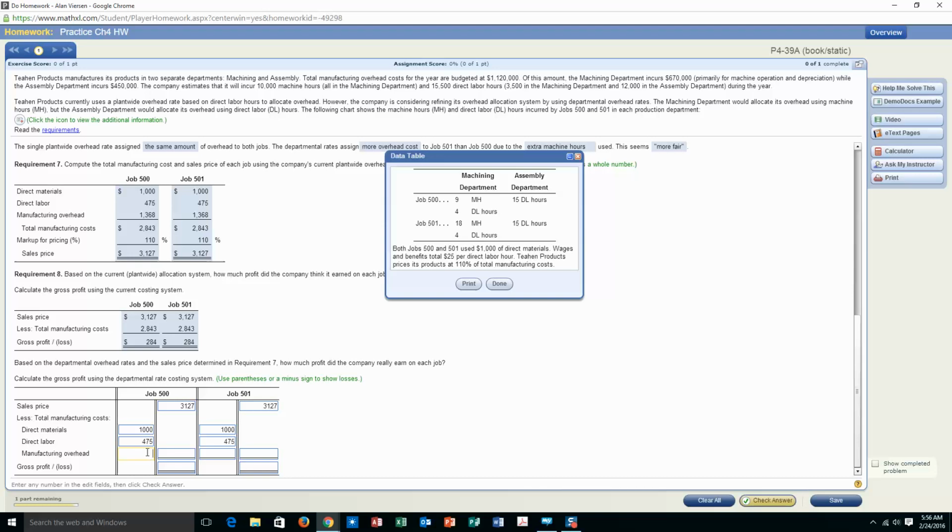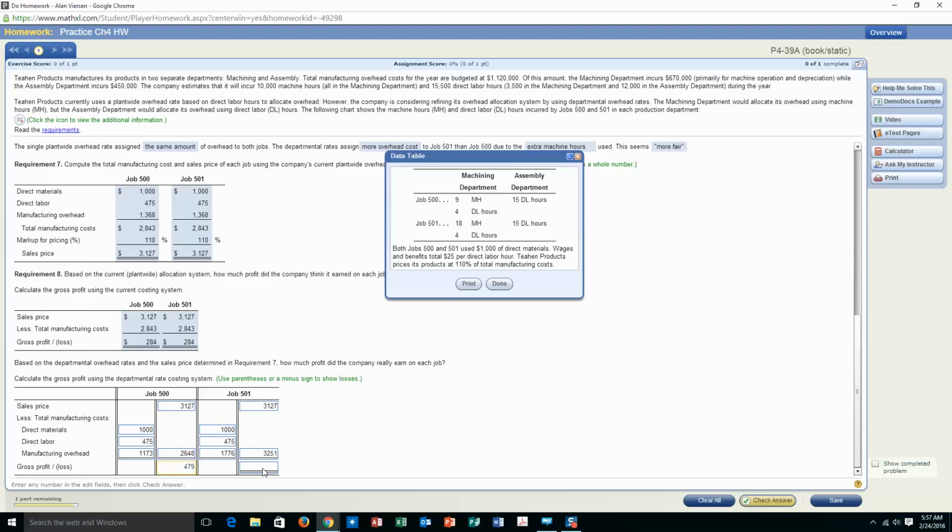And now we're going to use the manufacturing overhead where we combine the 2 departments, which we did in step 5, 1,776. Adding all the costs together, 2,648. Adding all the costs together for job number 501, we have more total cost because the manufacturing overhead is more.